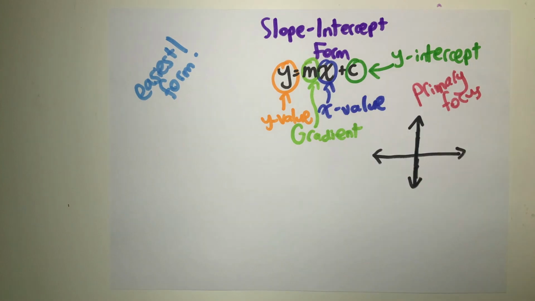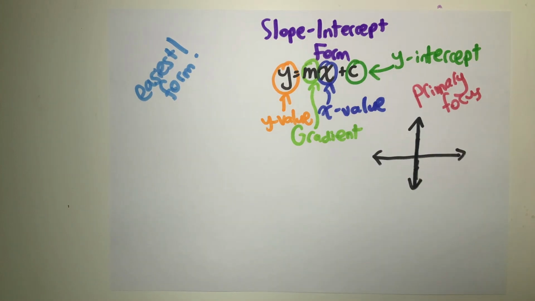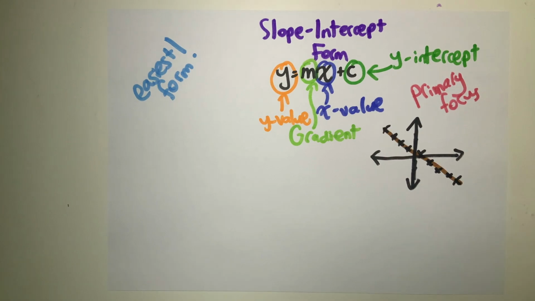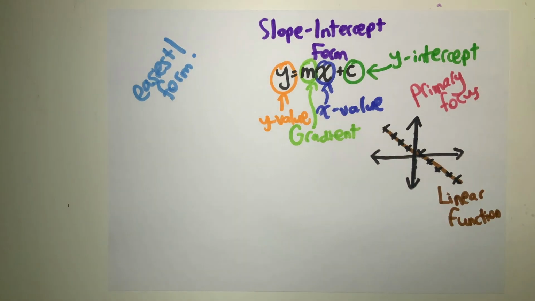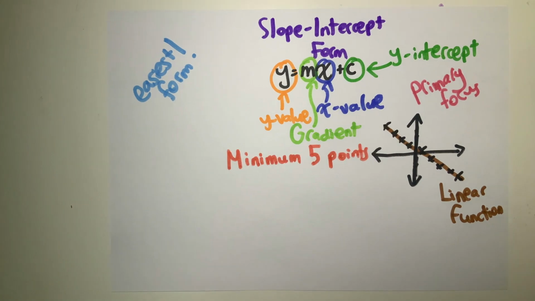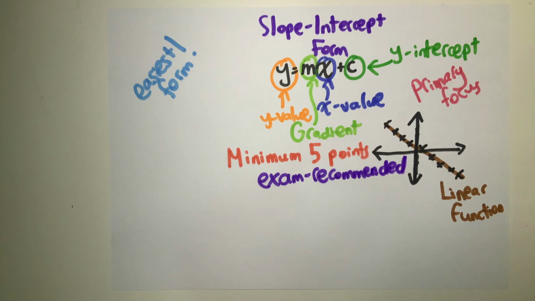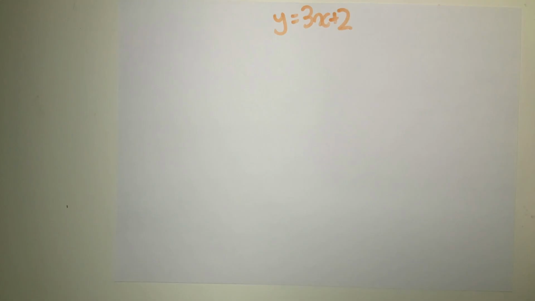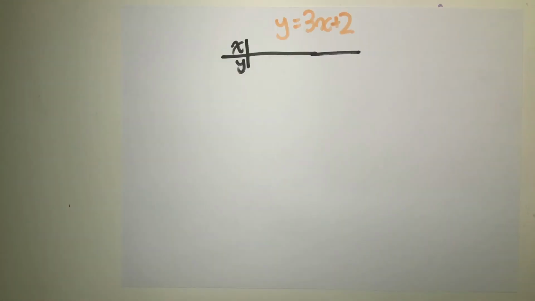To graph a linear function, we need to first plot some points that we can connect. The minimum recommended points on an exam is 5, and we can find the x and y values of the points by plugging them into the linear equation. A handy way of representing this data is by using a table. Given the equation y = 3x + 2, we will plot the following points.